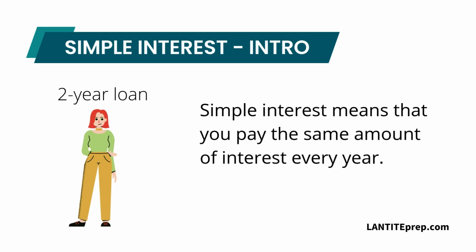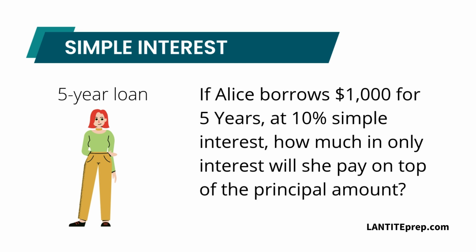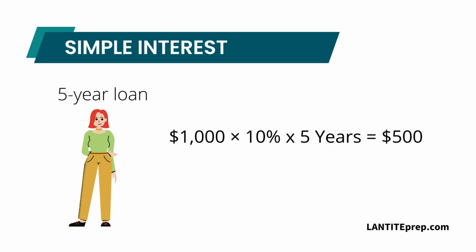Let's look at an example. If Alice borrows $1,000 for 5 years at 10% simple interest, how much in only interest will she pay on top of the principal amount? Take a moment to solve this and come back when you're ready. If Alice borrows $1,000 at 10% interest for 5 years, she will pay a total of $500 of interest. Is that what you got to? Well done. Let's do another.